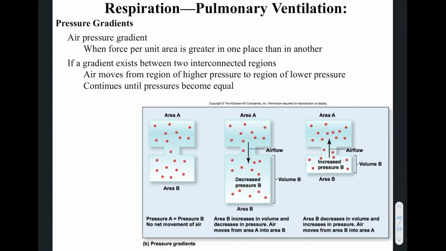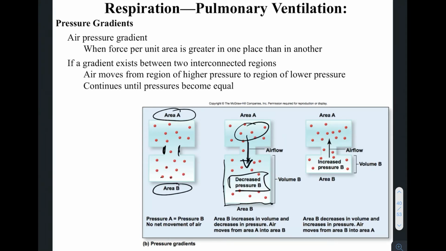The other way to think about this is you have 2 rooms, area A and area B. They each have the same amount of gas inside of them. They're the same size. They're connected by a corridor. You increase the size of B, you expand it, all of a sudden the pressure decreases in B, and the gas is going to flow from a higher pressure in A to a lower pressure in B. You can do a similar experiment where you decrease the size of the B chamber, putting more pressure in chamber B, forcing the air to flow from higher pressure B to a lower pressure A.